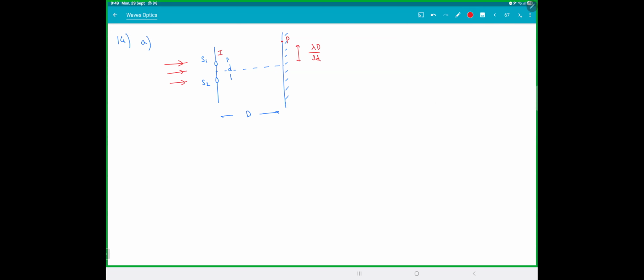This is intensity I and this is intensity 4I. Find the intensity at point P. If nothing is mentioned, remember it's your regular YDSE. Find the position where the fringes overlap.